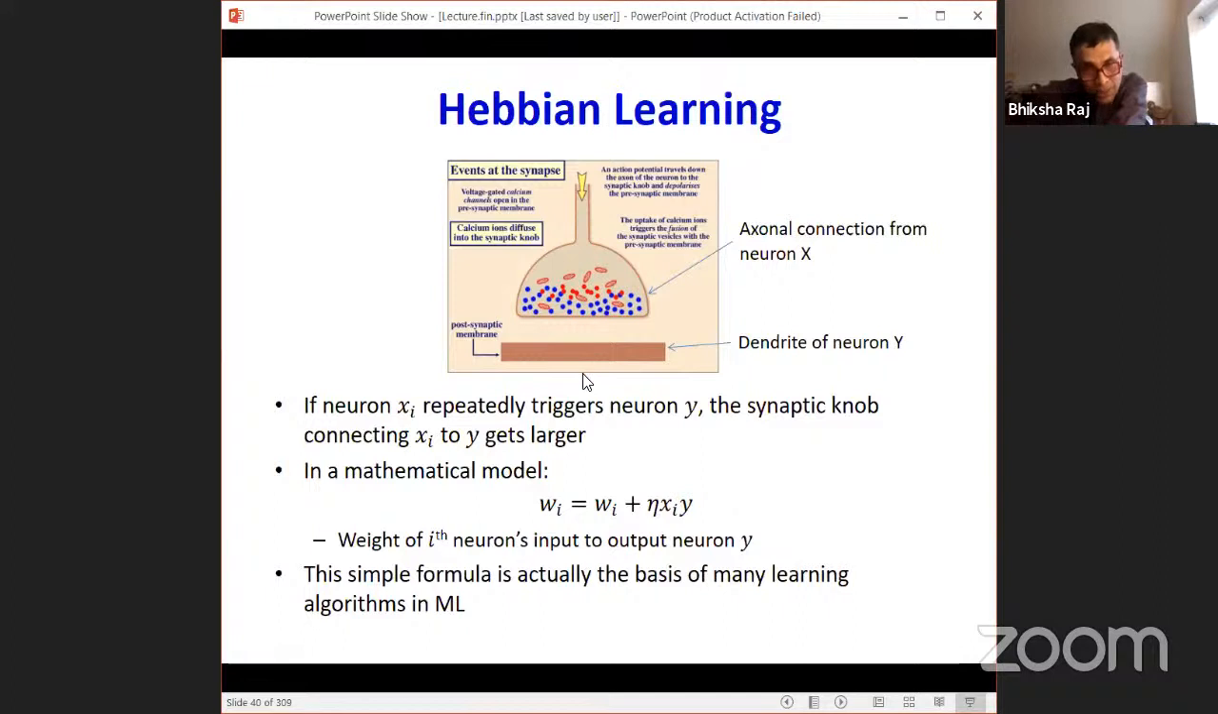If you put math to it, we can say that the weight of this connection increases every time both of these neurons fire at the same time, fire concurrently, or wi, which is the weight of this connection, equals wi plus some learning rate times xi times y. And so the weight will increase every time both x and y are one. So this is the famous Hebbian rule, and it's actually a very powerful rule. It's the basis of many learning algorithms in ML.